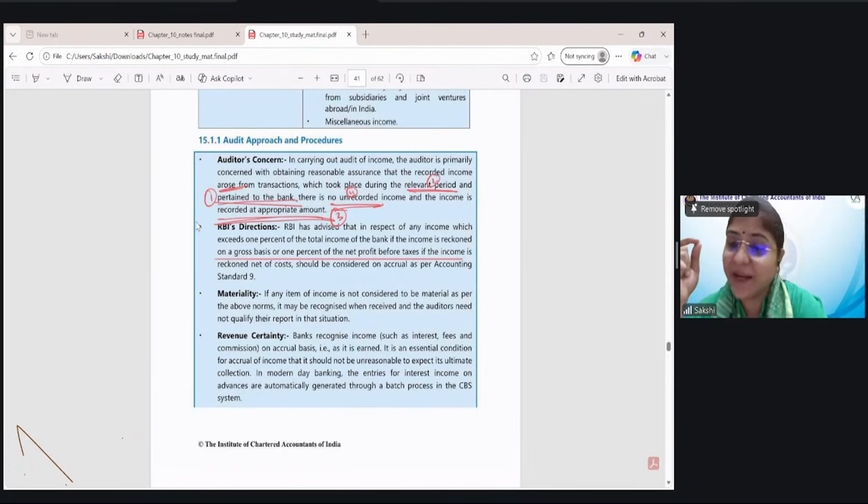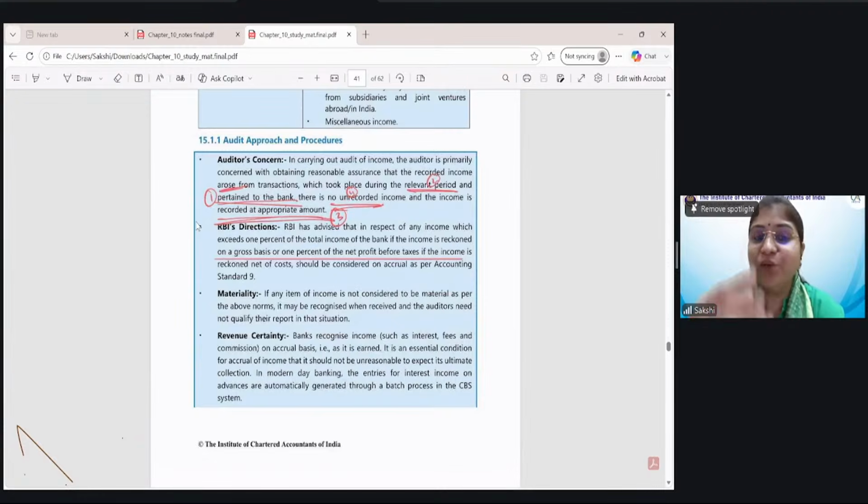So RBI direction is, RBI has advised that in respect of any income which exceeds 1% of the total income of the bank, if the bank is reckoned on gross basis, and 1% of net profit before tax if the income is reckoned net of cost.